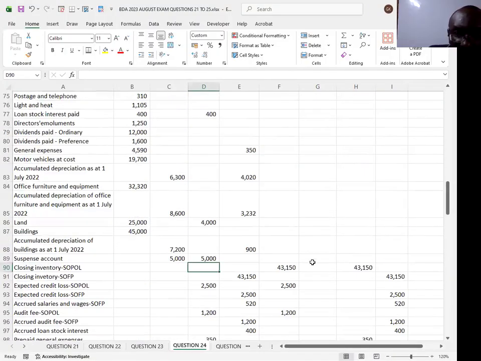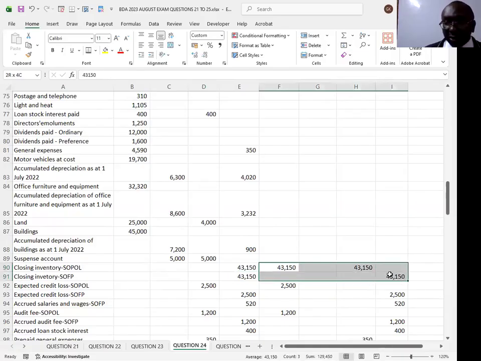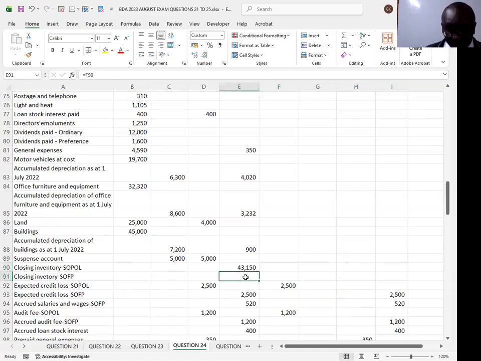So hizi nimeziweka vibaya. So closing inventory should be credited. So I should have said equals 43,150 hapo. Sasa kwanza hizi nitoe. Hata hii nitoe.